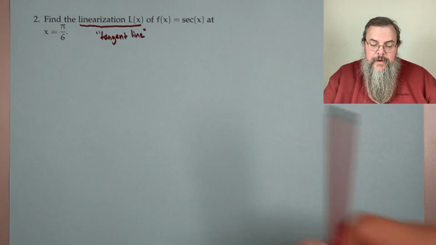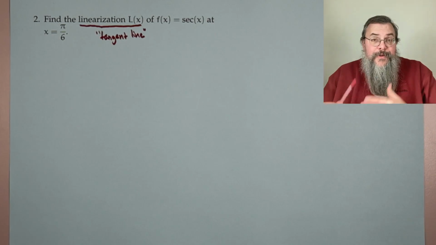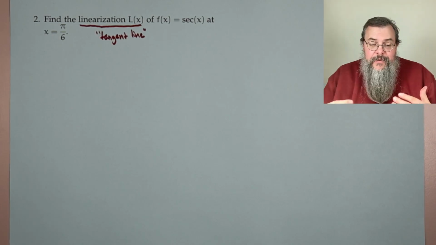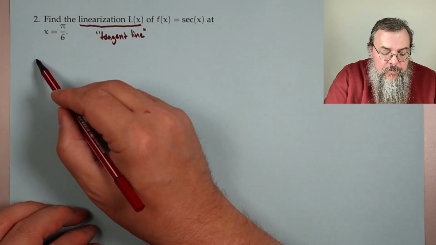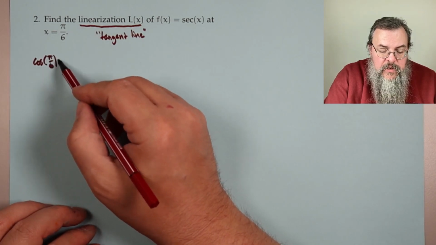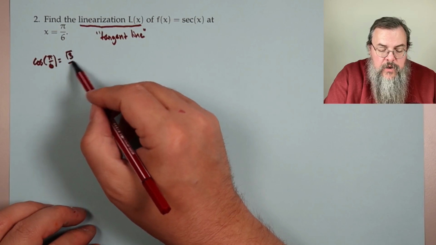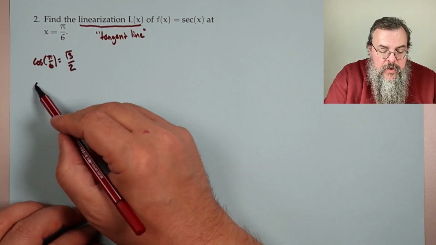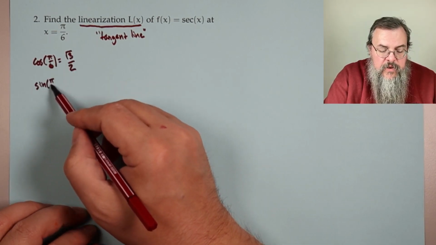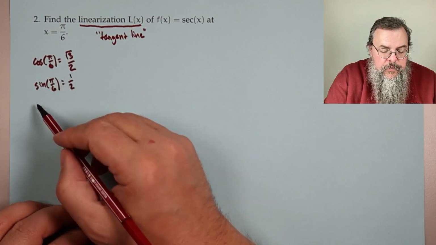And we see we have a trig function. We're at an angle of pi over 6. So for reference, I'm just going to write down the angles. What's going on at pi over 6? Cosine of pi over 6 is equal to root 3 over 2. Sine of pi over 6, that's equal to 1 over 2.